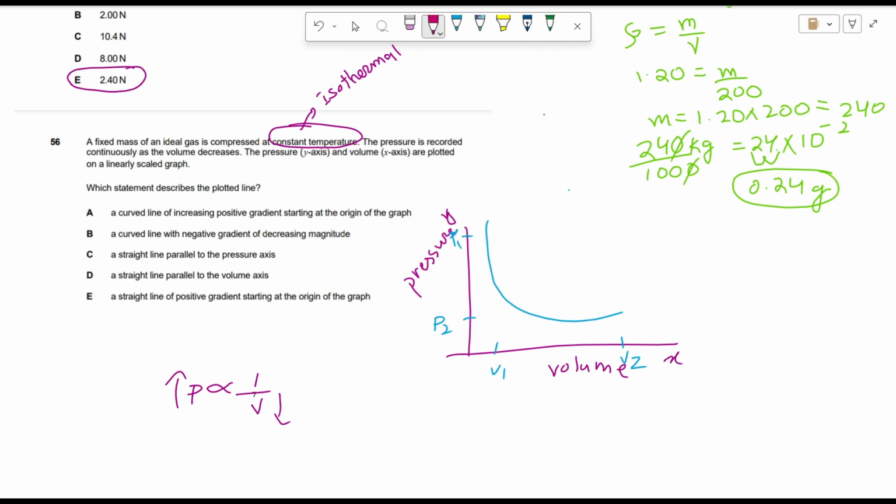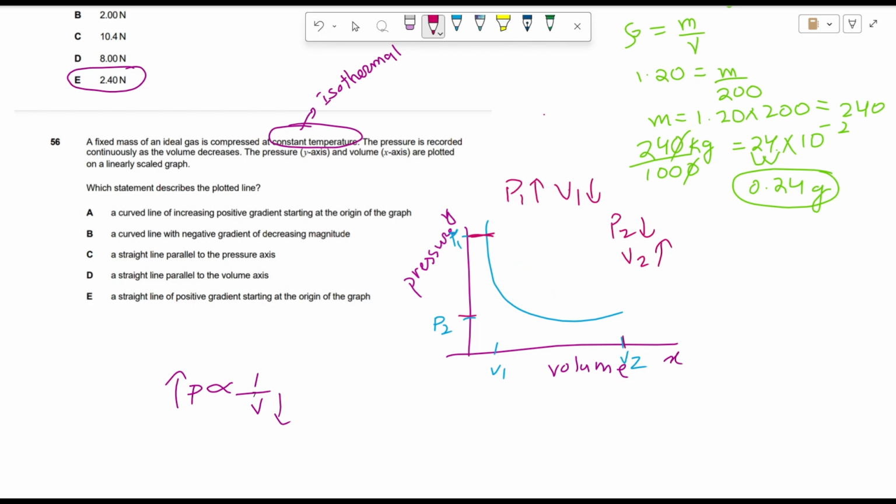See, when pressure was maximum, P1 was maximum, V1 was very small, right? When P2 got very small, V2 got very huge. So this is an inverse relation in which our slope is curved and it has a negative gradient. Negative gradient means it is decreasing.